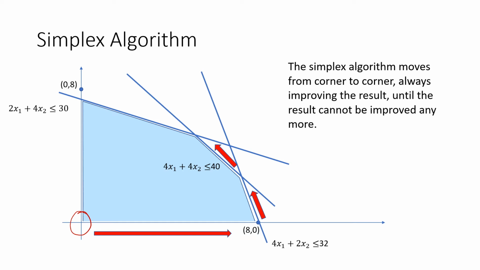It starts at (0, 0) or some other basic feasible point, so a basic point in the feasible region, and it hops from corner to corner to corner, always getting better until it finds the best solution.